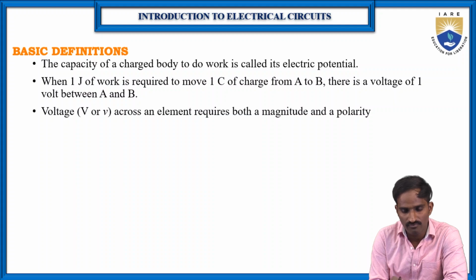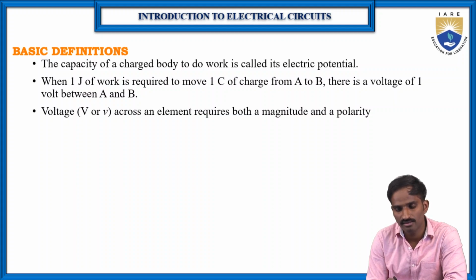So the work is 1 joule, and the charged body moves from one point to another point when the work is done. If there is a displacement, then the work is done. That's why the 1 volt is nothing but when 1 joule of work is required to move 1 coulomb of charge from point A to B, then there is a voltage of 1 volt between the points A and B.